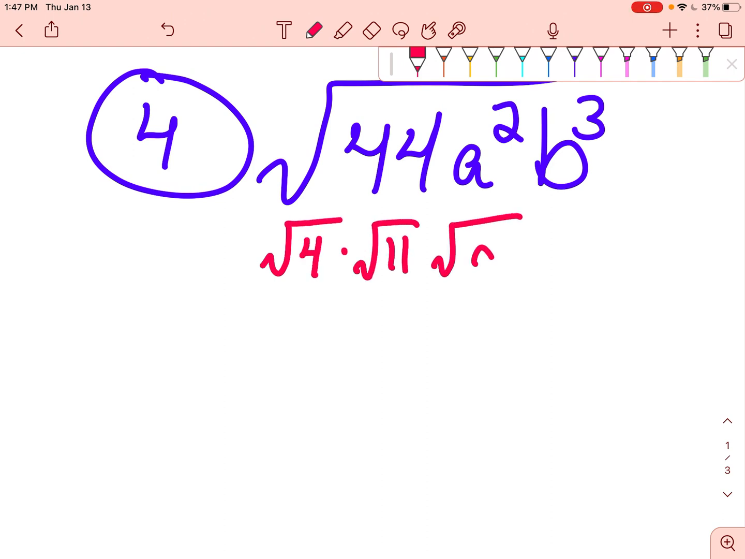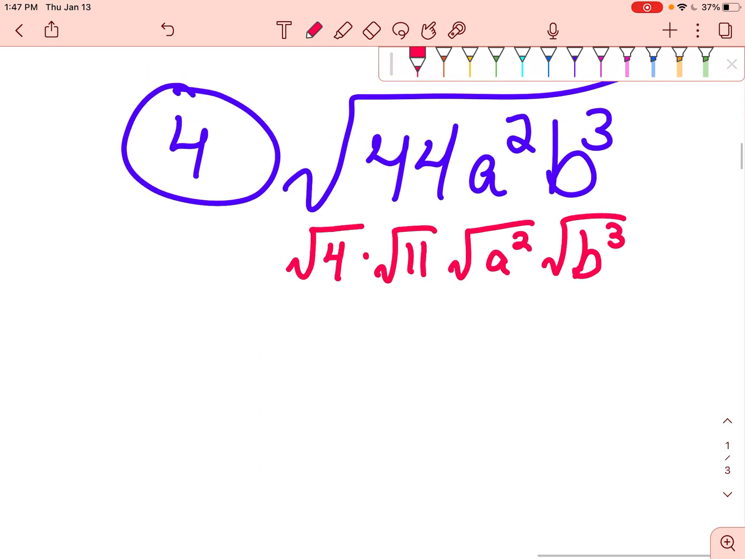Over here, again, simplifying the square root of 44, this ends up being 4 times 11. I also have the square root of a squared and the square root of b to the third. So I kind of separated this down into their own radical signs. The square root of 4 is perfect. He comes out as 2. Square root of 11 is not perfect, stays inside. The square root of a squared is a. This squared and square root sign cancel each other out.